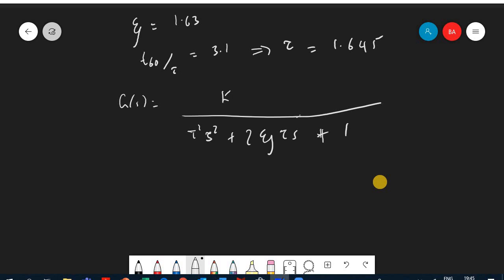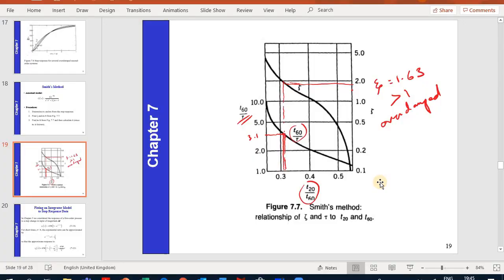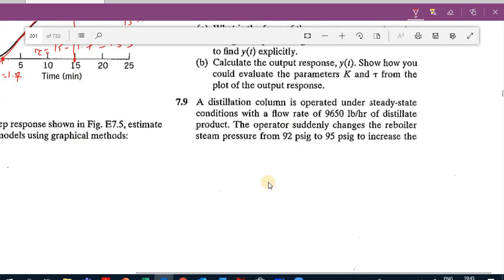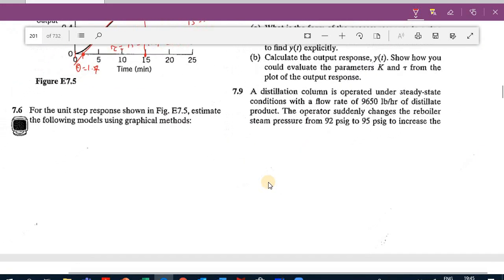So please substitute. Just substitute what? K, tau, theta of course, and xi. I don't want to forget theta because we already know that this is e to the power minus 4s. Okay, beautiful. So that was the answer that we have found through more than one methodology here. It was beautiful to find out how to solve 7.7.